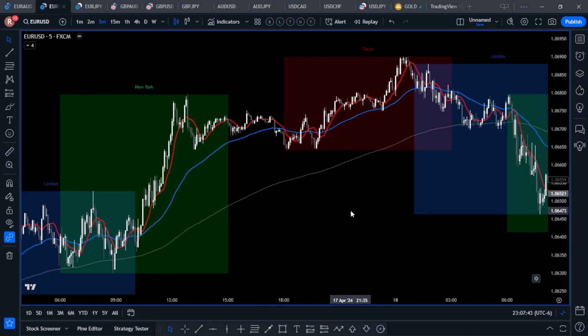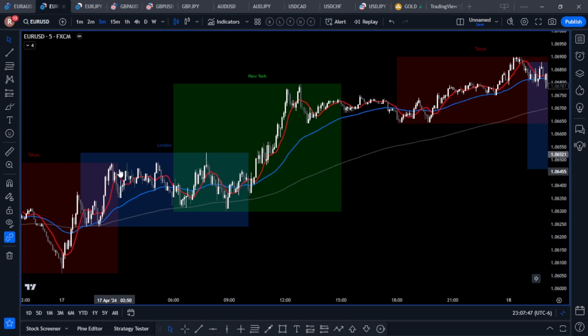So if I go over a little bit more, we could see how in this case, London was a little bit choppy. New York did take off. And then at the last bit of New York, it trailed off. This became very difficult to trade. If you were going to trade in here, it would be really, really hard. Your chances are you would end up losing your trade.